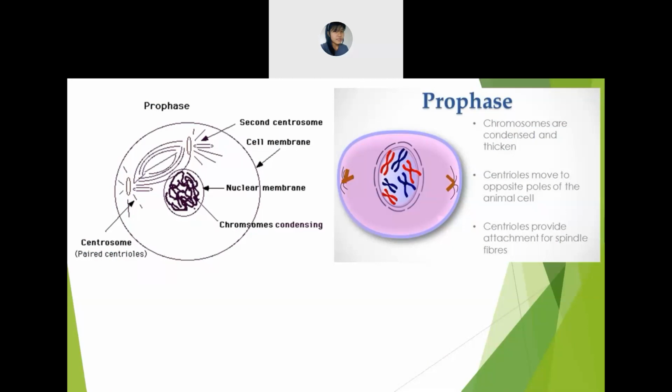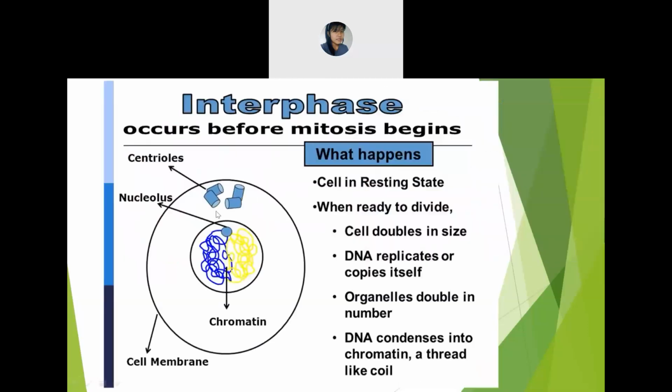The centrioles move to the opposite poles. So these are the centrioles, right? So they will move to the opposite sides. In the interphase, what happens? They were together, isn't it? Can you see this or not? In the interphase, the centrioles.